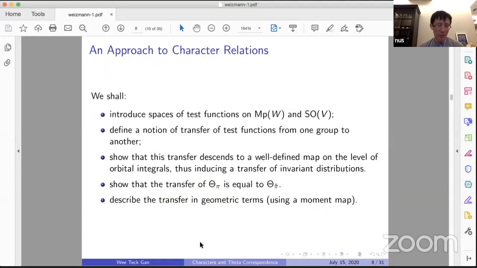We want to compare two distributions, Θ_π and Θ_π tilde. These are distributions on different spaces, different groups. In other words, they are linear functionals on different spaces of test functions. So how could you compare them? Well, you need to compare the spaces of test functions. What we are going to do first is introduce certain spaces of test functions on the two relevant groups. We are going to define a notion of transfer of test functions from one group to another. This transfer is not a function, it is a correspondence. It's a kind of relation between functions on Mp(W) and functions on SO(V).